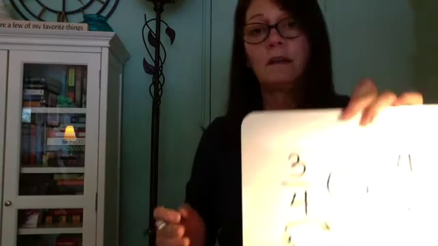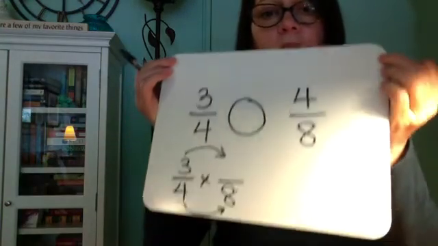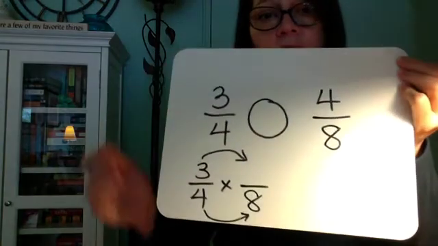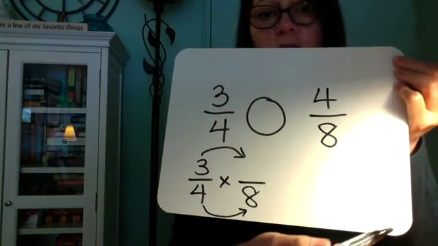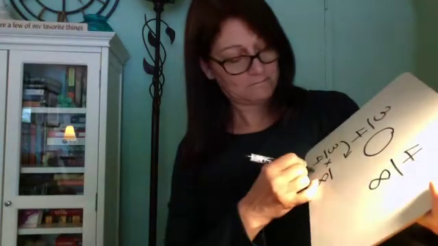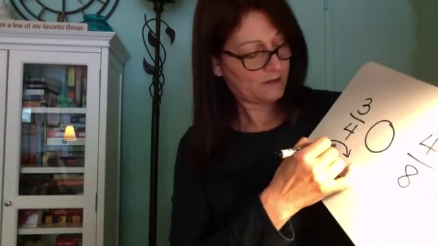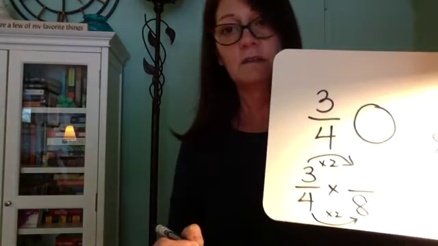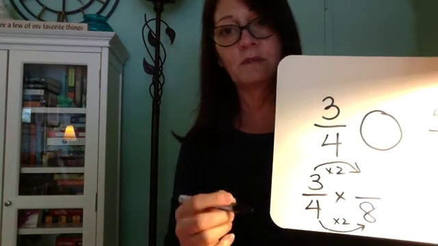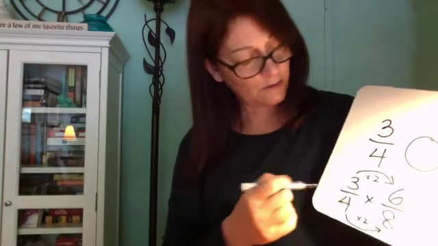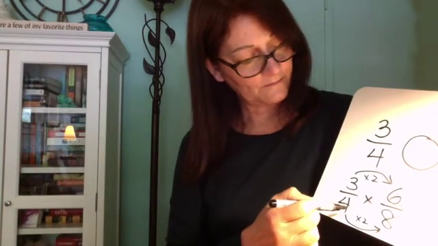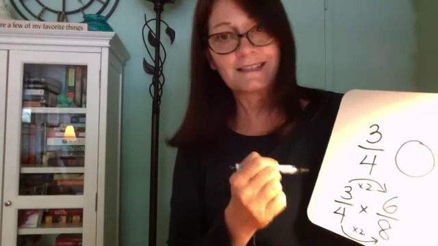Okay? It's a big glare here. All right, that's better. 3/4 times 2. 4 times 2 is 8. Okay? So you have to multiply the numerator by 2 to get the correct number of eighths. So 3 times 2 is 6. So 3/4 is equivalent to 6/8.